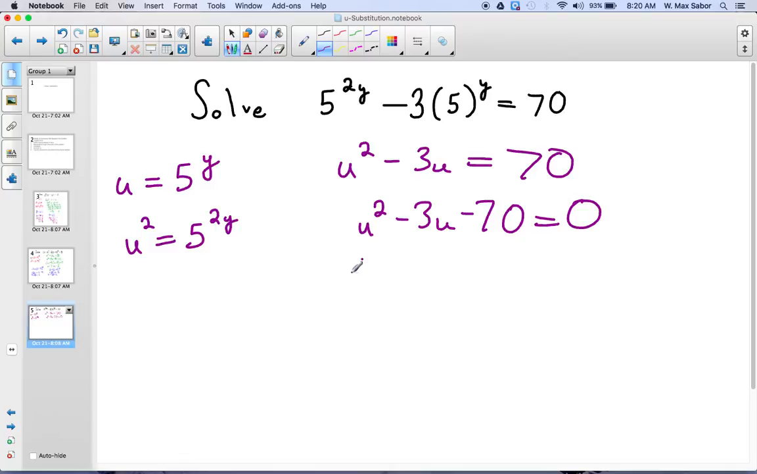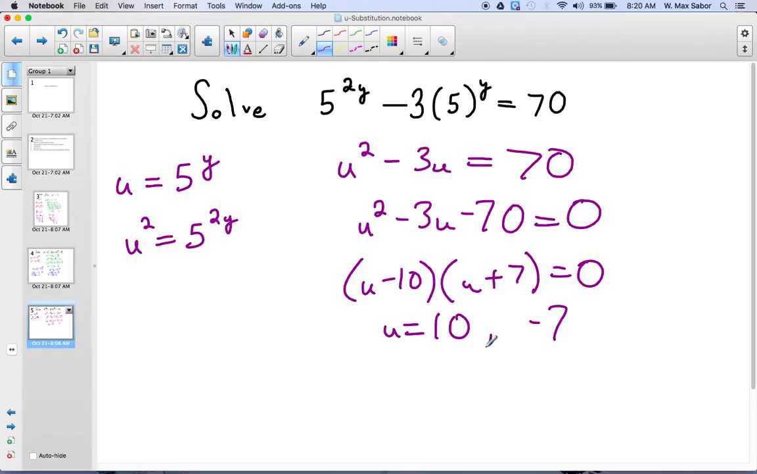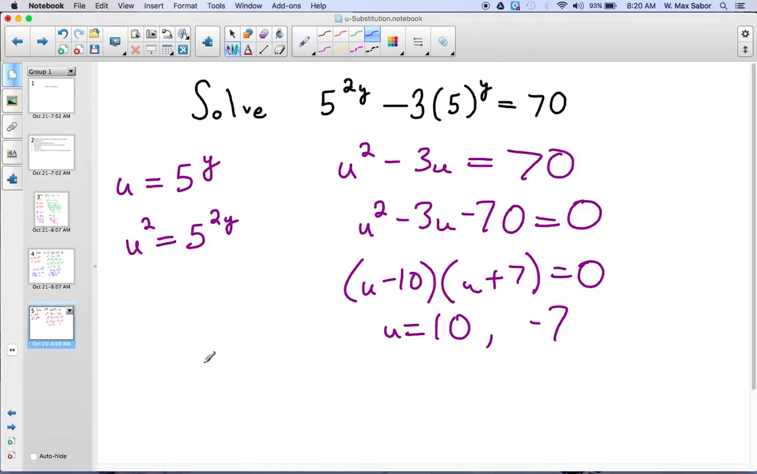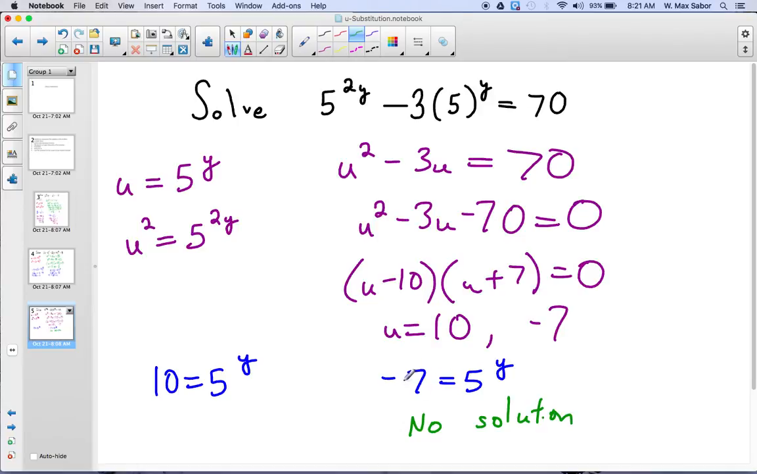So what is this? (u minus 10)(u plus 7) equals 0. So u equals 10 or negative 7. Substituting back in, we have 10 equals 5 to the y, or negative 7 equals 5 to the y. This part has no solution. If we took the log base 5 of both sides, we'll be taking a log of a negative, so that's no solution. And if we take the log base 5 of here, we have log base 5 of 10 equals y. So that is our solution.